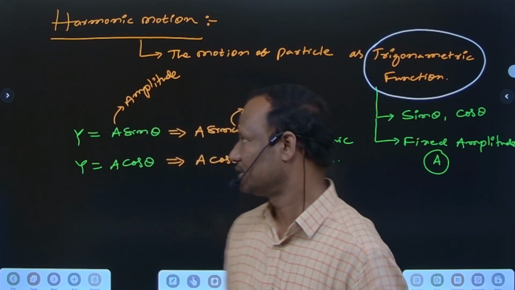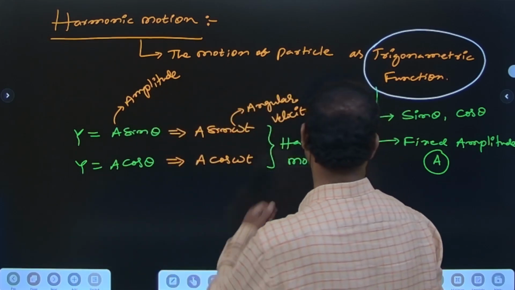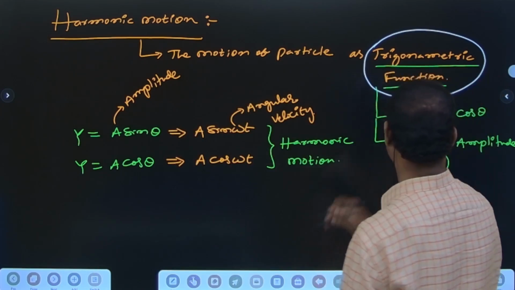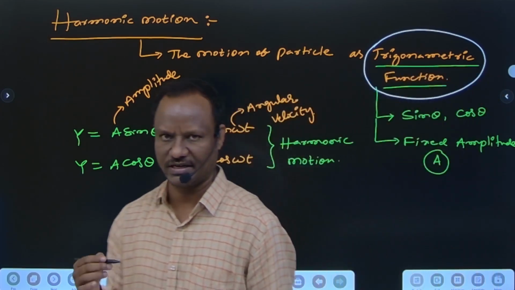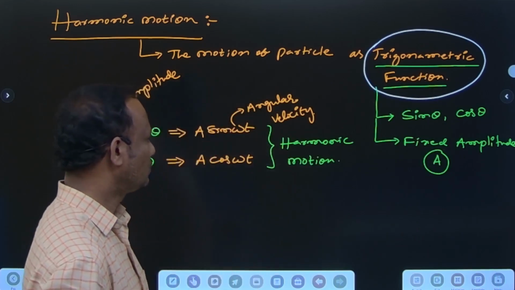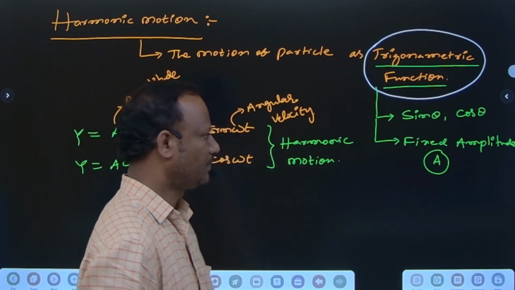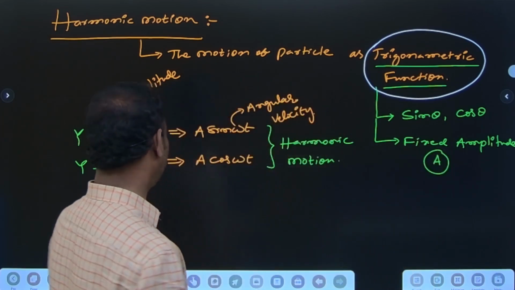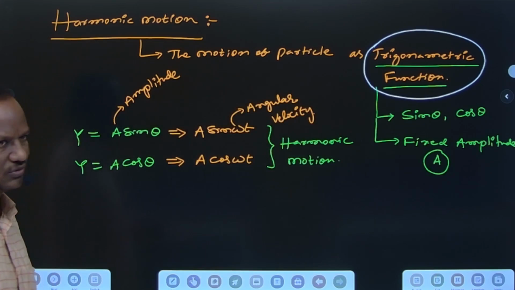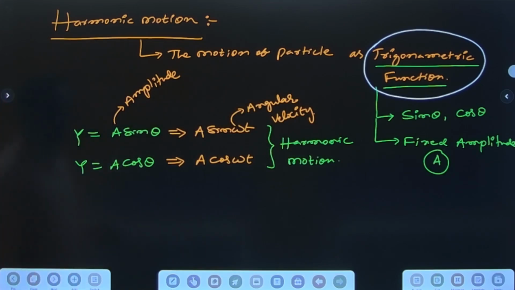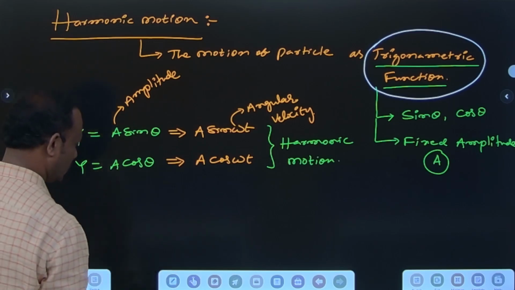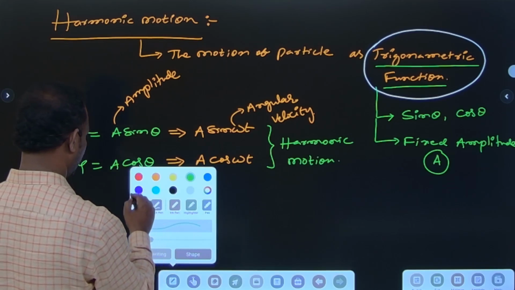This is what harmonic means. It is a trigonometric function, expressed in sin theta and cos theta. Its amplitude A is fixed, and its displacement can be expressed as y equals A sin theta and y equals A cos theta.